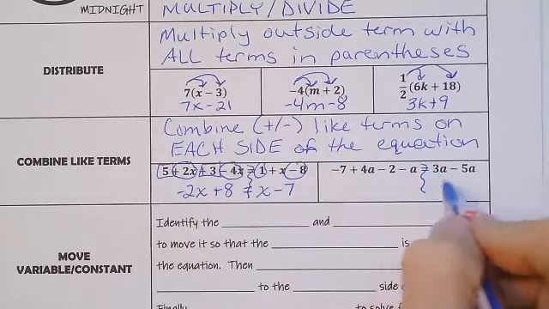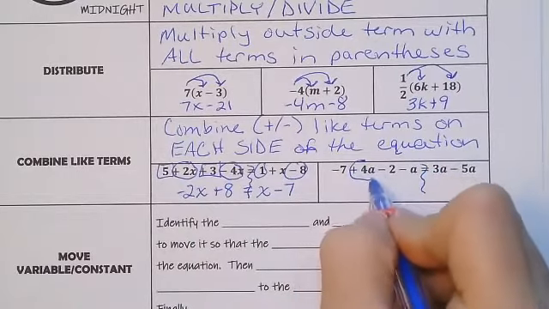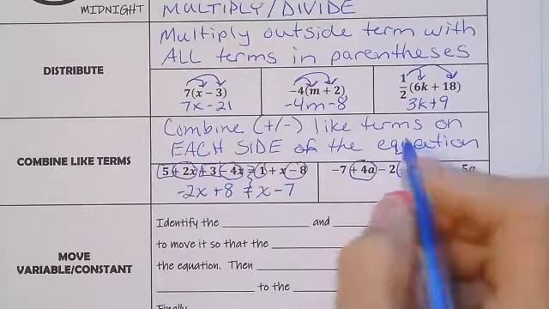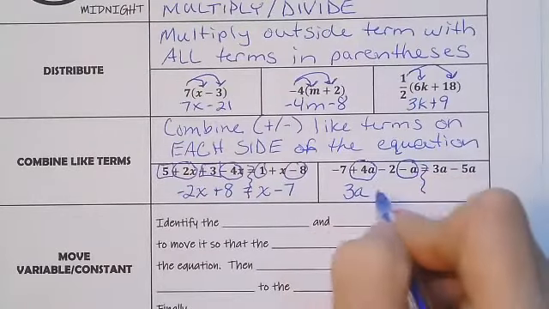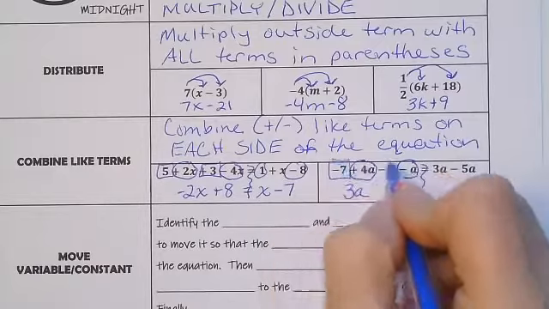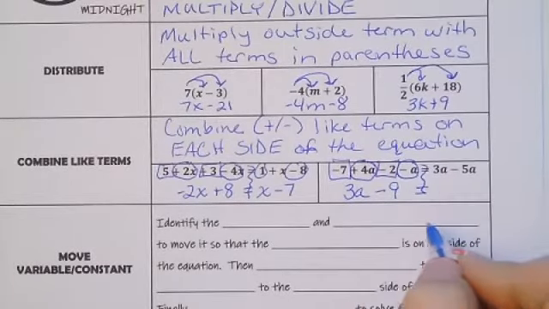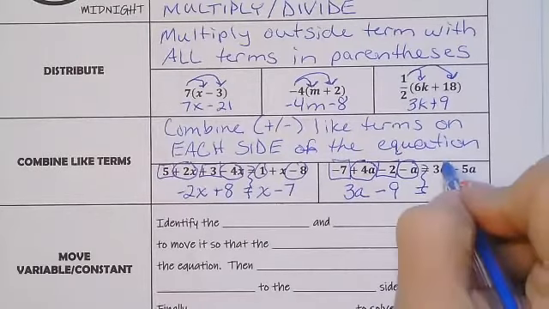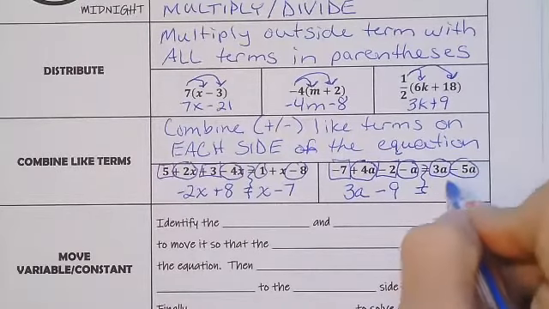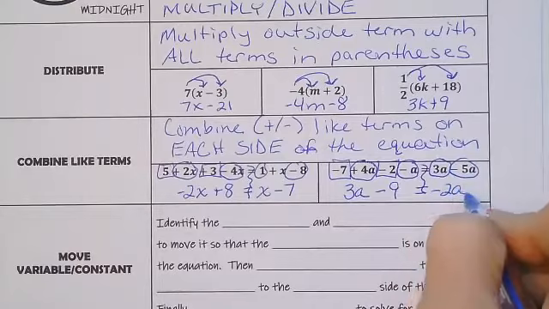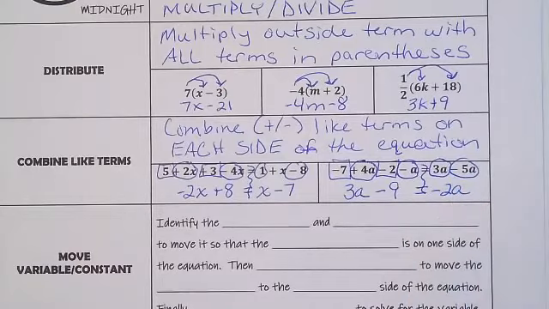Next one, 4a minus a is 3a. -7 minus 2 is -9. 3a minus 5a is -2a.